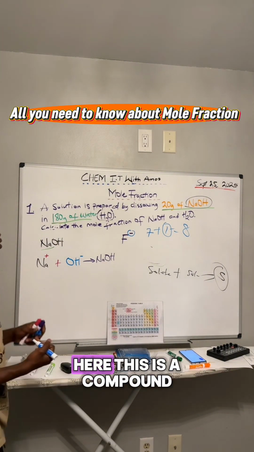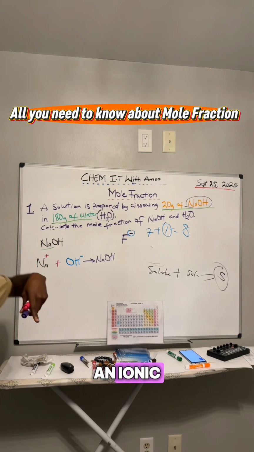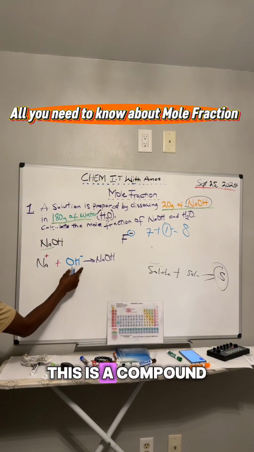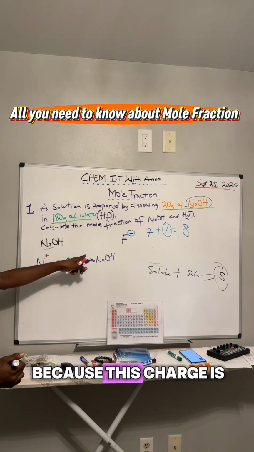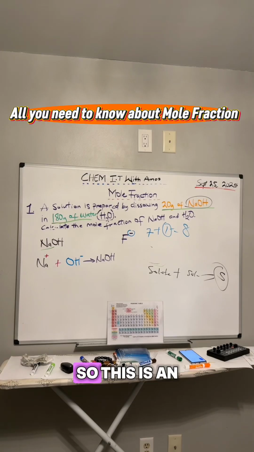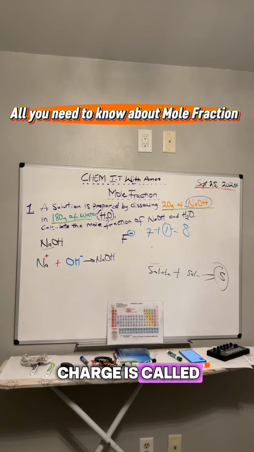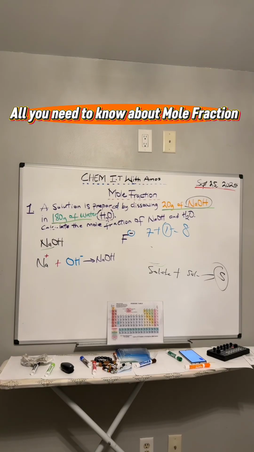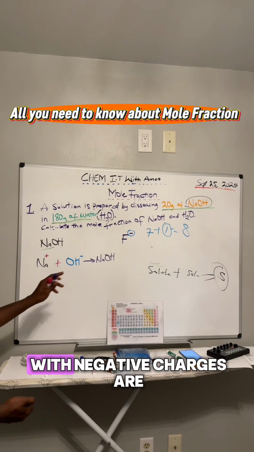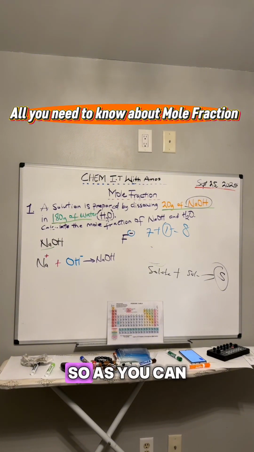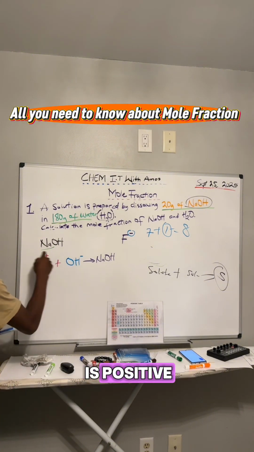So we come right here. This is a compound, an ionic compound, because the charge is here also. So this is an anion, as you can see up here. And we say a compound with a positive charge is called a cation, and those with a negative charge is called an anion. As you can see right here, this is negative, this is positive.